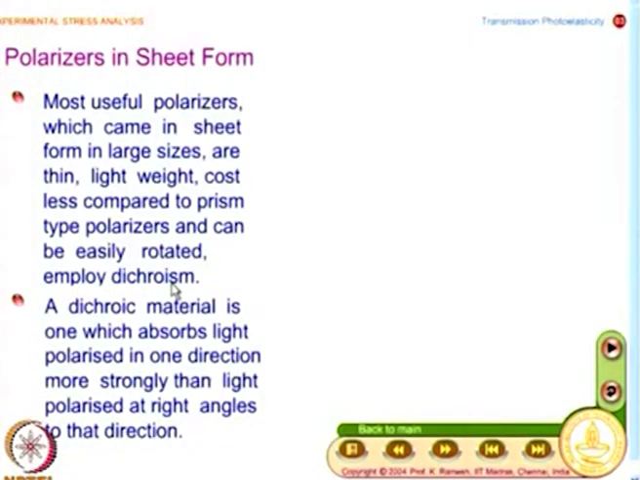And what is dichroism? A dichroic material is one which absorbs light polarized in one direction more strongly than light polarized at right angles to that direction. That is why I am taking this up now. We have to look at crystal optics. In crystal optics, we found for one incident ray you have two refracted beams, and these two refracted beams travel with different velocities in a crystal at appropriate orientation, we have seen. But in a dichroic material, one of these rays is absorbed.